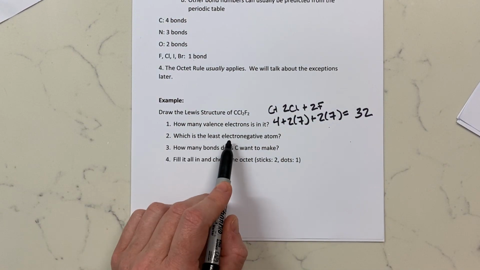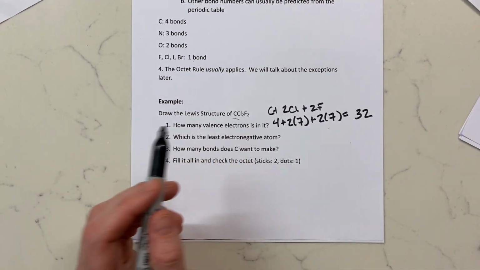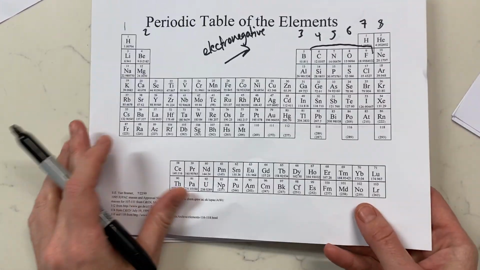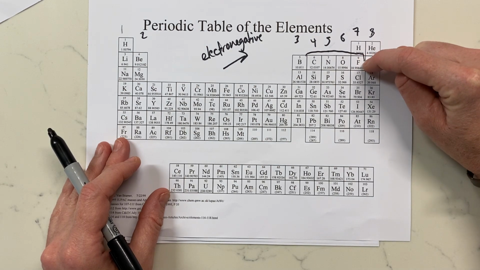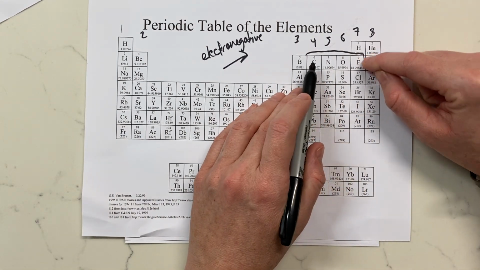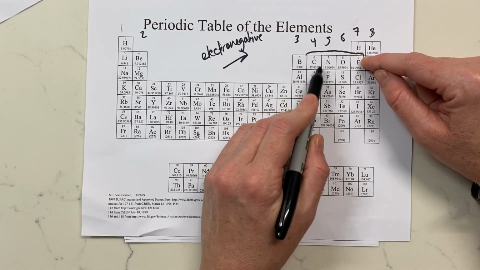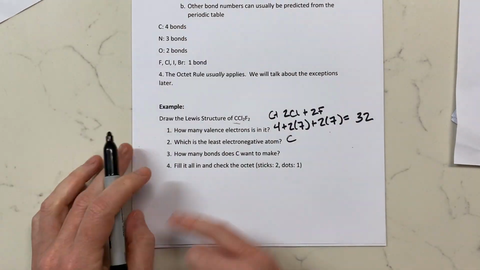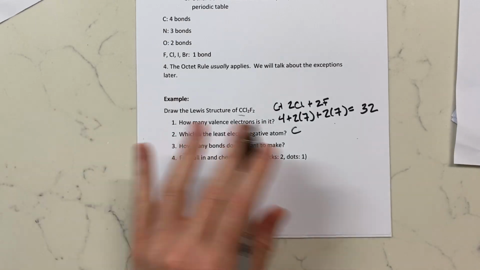Then it says, which is the least electronegative atom? Well, true to form, it's the one that comes first. But another way to look at it, just to make sure we understand electronegativity, is again going up and to the right. This one's the most electronegative. So carbon's pretty far from fluorine. Chlorine is really close to fluorine. That's why carbon is the least electronegative. So we're going to put carbon in the center, and we're going to put things around it.